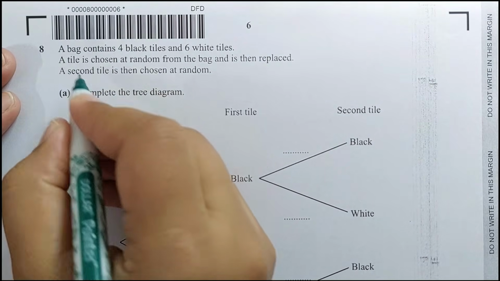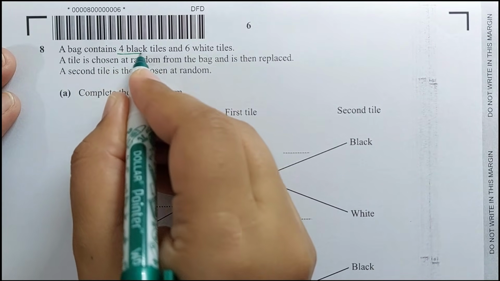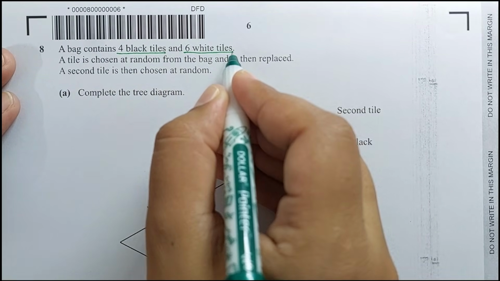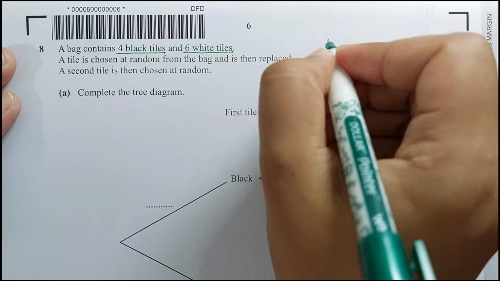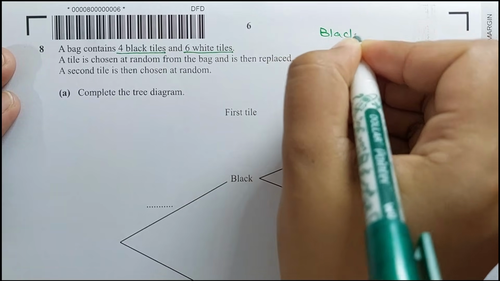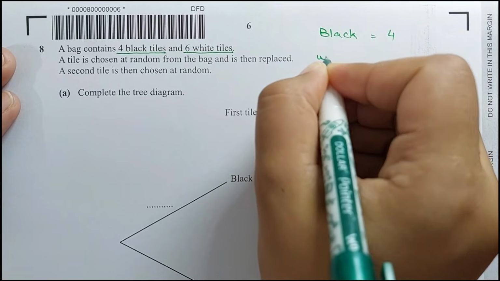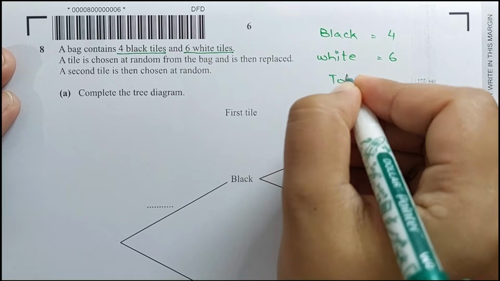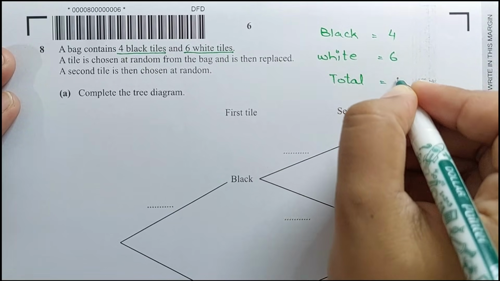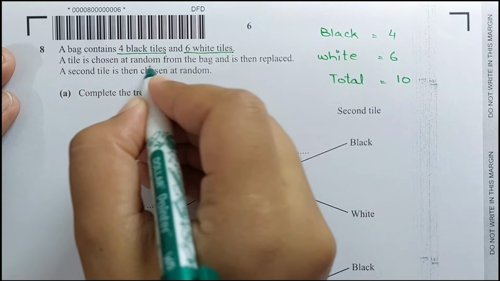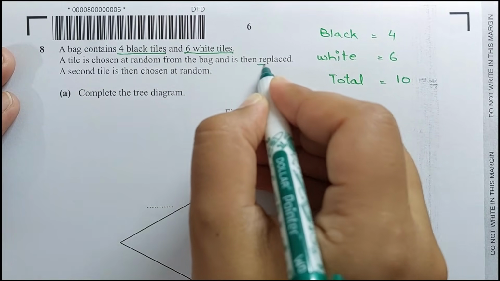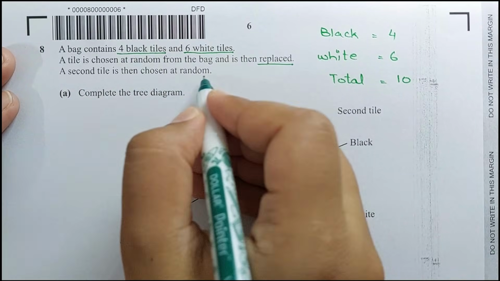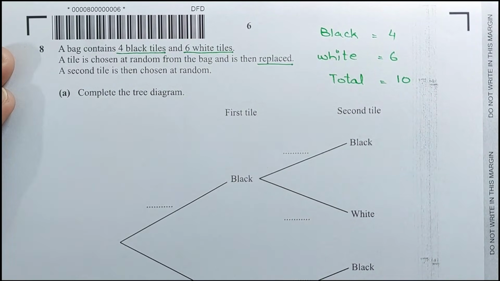Question number 8. A bag contains 4 black tiles and 6 white tiles. So the total number of tiles is 10. The black are 4 and the white are 6, and the total number of tiles is 6 plus 4, that is 10. A tile is chosen at random from the bag and then replaced. Put that back. A second tile is then chosen at random.